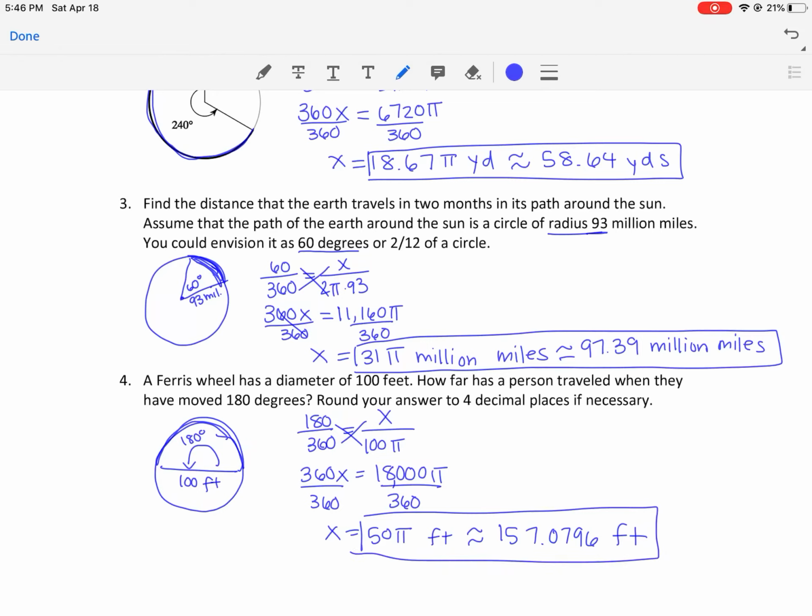All right, you should be all set. You got the basis for how to find arc length to do your homework.